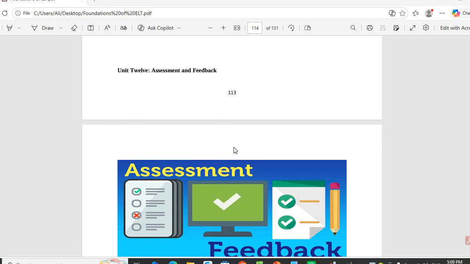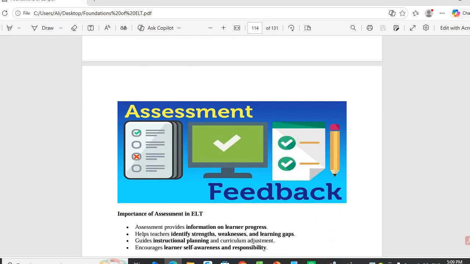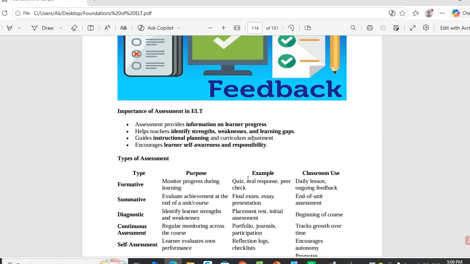Assessment and feedback is one of the most important areas that we need to talk about. Sometimes I call it testing: how to assess your students so that you get the feedback. Because assessment provides information on learner progress, to what extent the learner is progressing, helps teachers identify strengths, weaknesses, and learning gaps, guides instructional planning and curriculum adjustment, and encourages learners' self-awareness and responsibility.